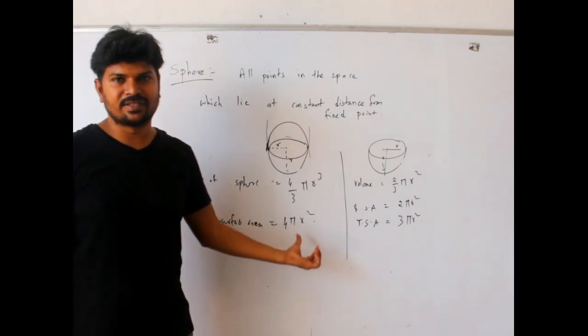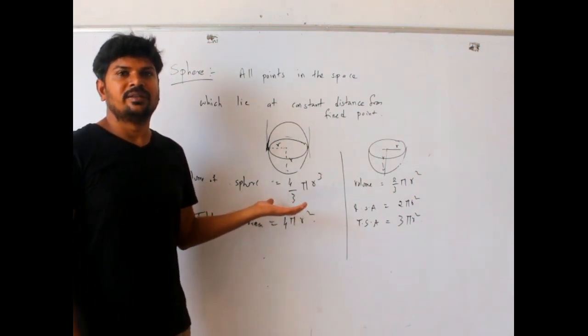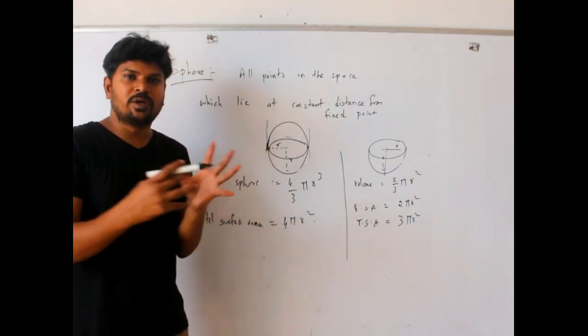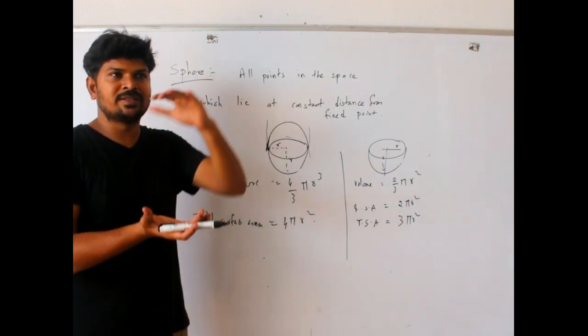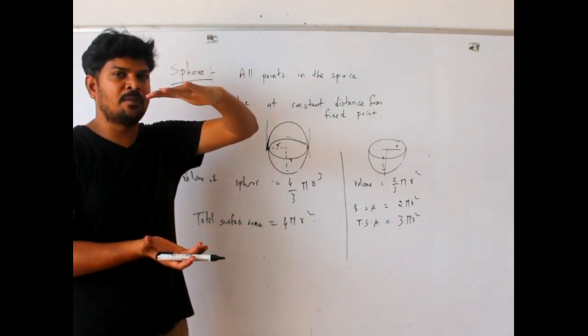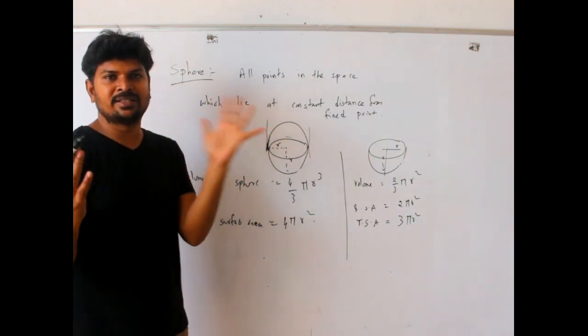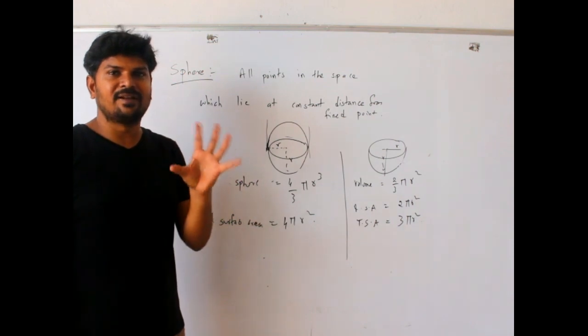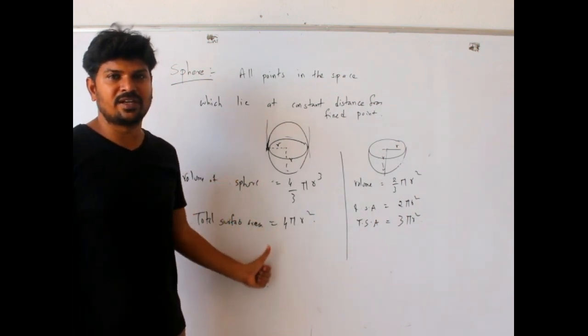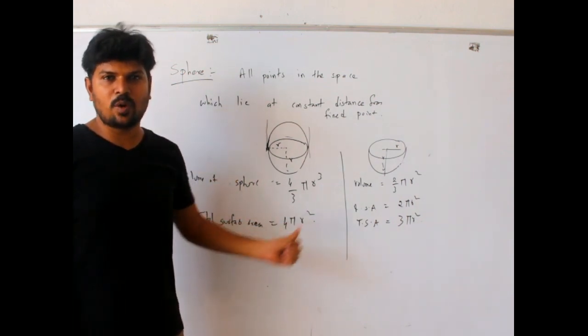Now, what is the total surface area here? As I told you, from whatever side you look at this sphere, it looks like a circle. So from the bottom one circle, from the top one circle, this side one circle, this side one circle. In total you have 4 circles here. Each circle occupies pi r square. So the total surface area of a sphere is 4 pi r square.